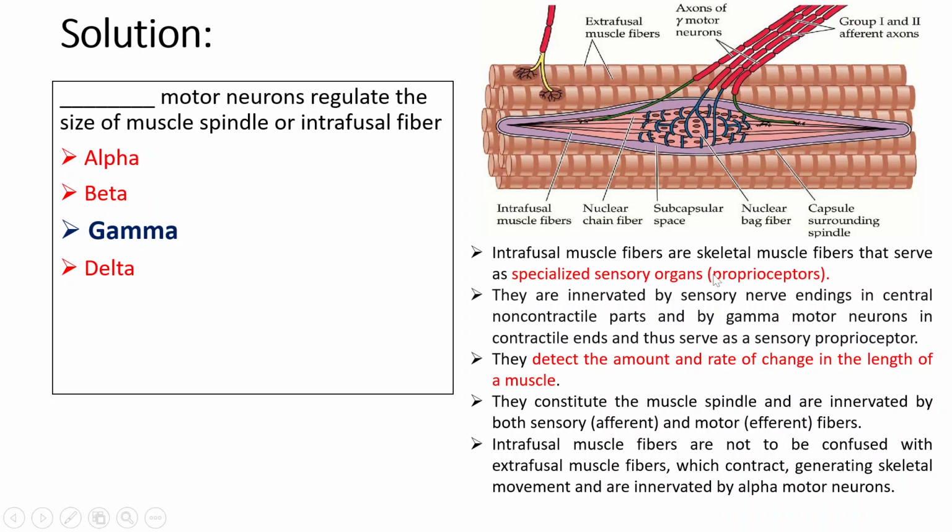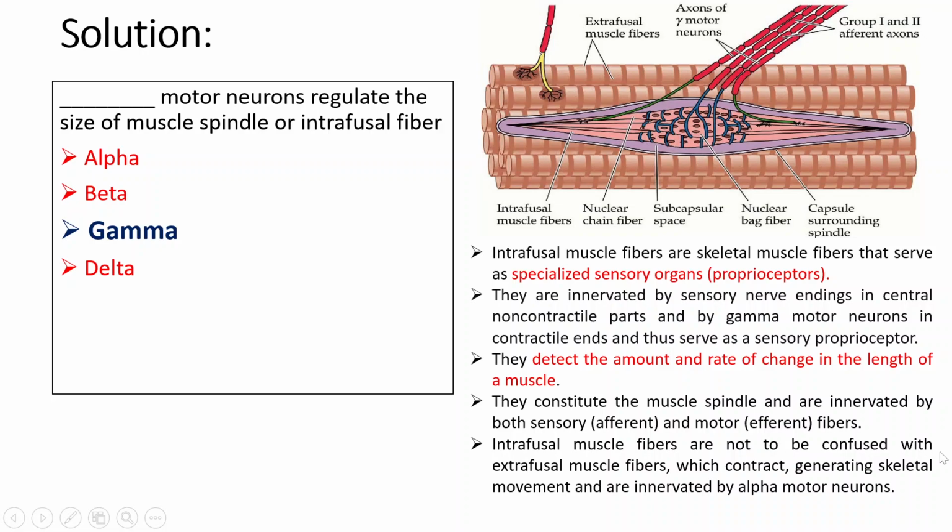So the intrafusal fibers are the skeletal muscle fibers that serve as specialized sensory organs or the proprioceptors. They are innervated by sensory nerve endings in the central non-contractile parts and by gamma motor neurons in contractile ends, and serve as a sensory proprioceptor. They detect the amount and rate of change in length of a muscle and constitute the muscle spindle and are innervated by both sensory and motor fibers.